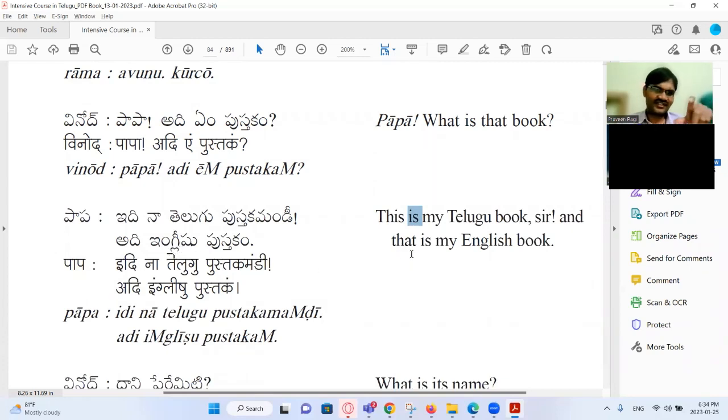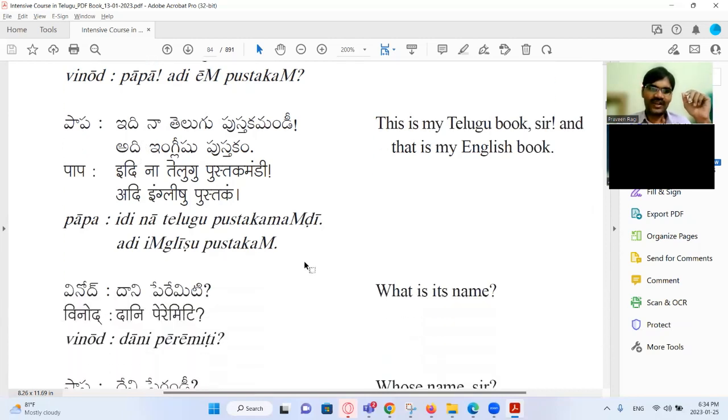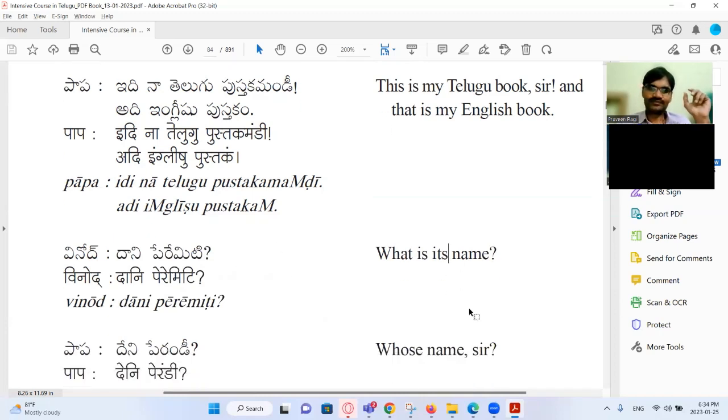Here the translation is not matching, but it's okay. My means na. Here na should be there, but they did not mention. It's okay. Dani peremiti. What is its name? Yeah. This is again possessive pronoun, it's dani. Okay, so if it is subject, adi or idi. If it is possessive pronoun, dani or dini. That's the difference. Okay, dani peremiti.